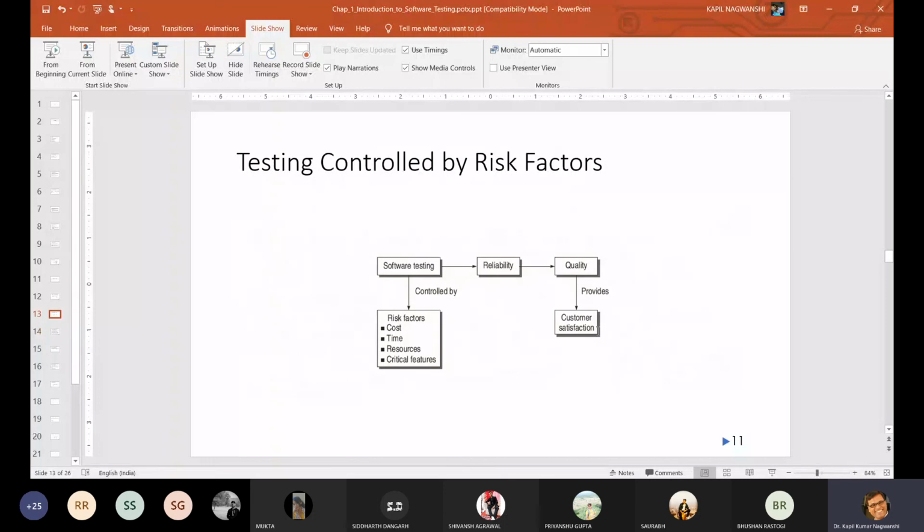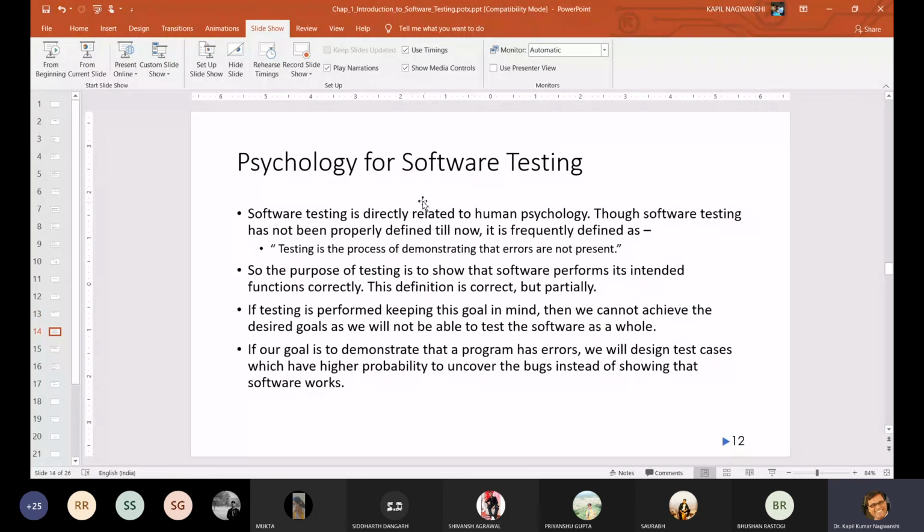So I think this is sufficient for today. Tomorrow we will discuss psychology for software testing. Any doubt till now, you can ask. No doubt?